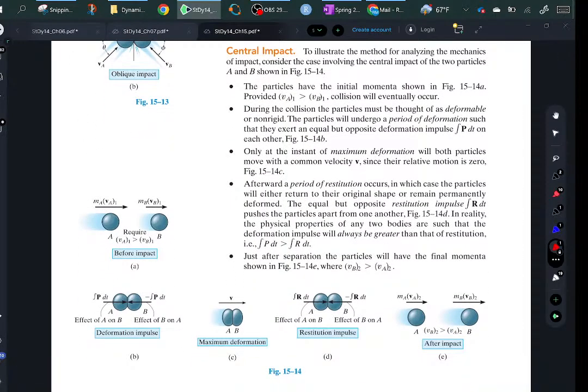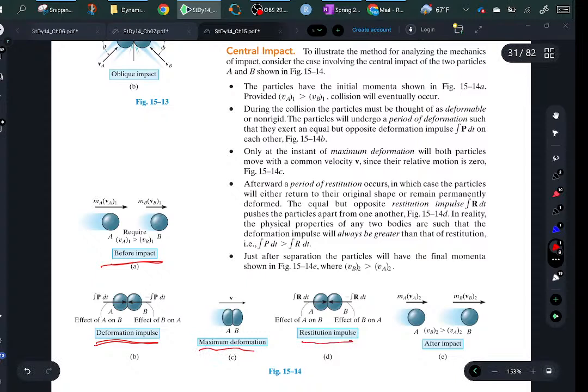So here's what I mean. Before your impact, then you have this region right here where you're deforming the 2 solids. And you get the maximum deformation, and he calls it restitution. So you get a deformation phase, a restitution phase. Okay, this is just a single point in between that identifies the difference between the deformation and restitution. Now, he uses this P here and an R here.